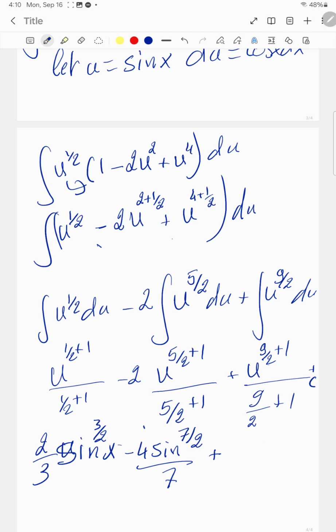And same logic, 2 plus 9 is 11. u, or sine, because u is equal to sine x, we said, sine to the power 11 divided by 2, multiplied by 2 divided by 11, plus c. And that would be my final answer.